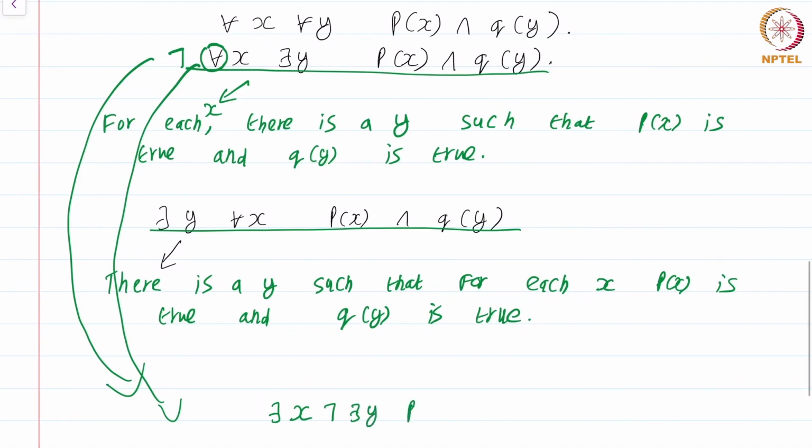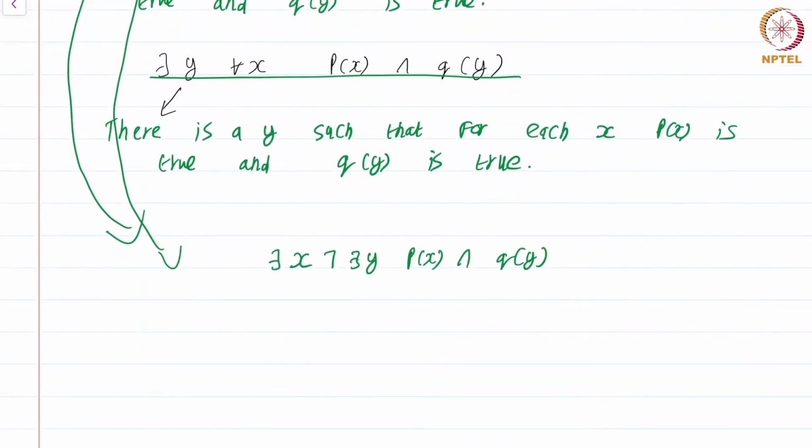How do you negate this statement? Well, same procedure. You just push the negation inside and change the existential quantifier into the universal quantifier. You just write there exists x, for all y, it is not true that p of x and q of y.